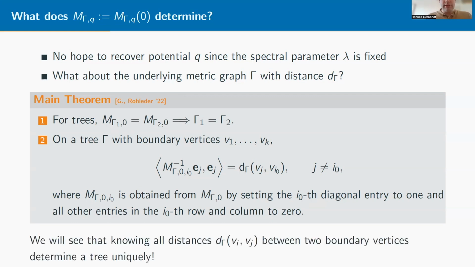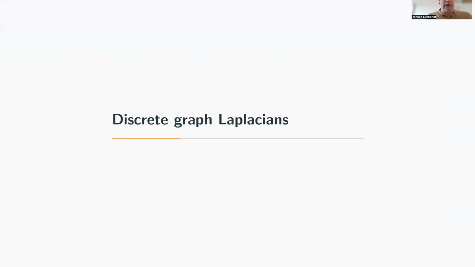And we will then see later, I will explain a bit the details, that knowing the pairwise distances between boundary vertices of a tree already determines this tree uniquely. So this is one key idea, and this is the main result. Now I will show you how we proved this. And actually, I will now leave the quantum graph setting and go to a discrete setting, because the result we showed is in fact for discrete graphs, or discrete graph Laplacians, as they are also called.